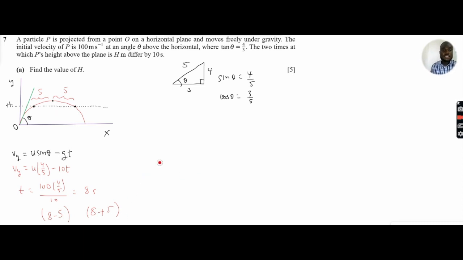So now let's find the value of h. Displacement along the y-axis gives us, and that is equal to, now when we simplify this, h to be 195 meters.